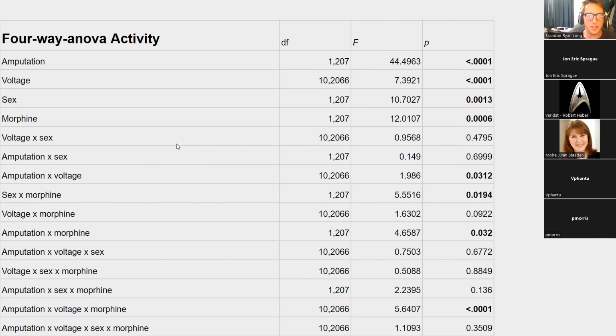Here's our ANOVA table for activity. Obviously, direct effects of amputation and morphine on activity, but there's also a mixed effect of sex and morphine. So, like I said, males have drastically decreased activity as a result of morphine administration. And again, the effects of amputation and morphine on activity: amputation status depends on morphine status.